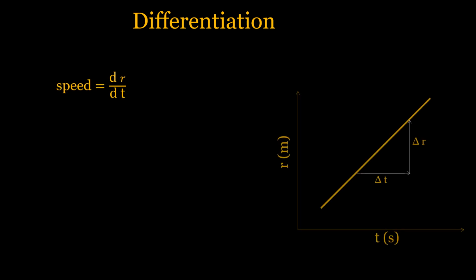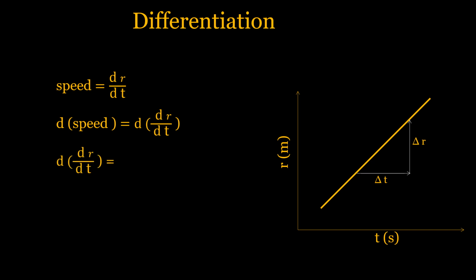For example, earlier we learned that the derivative of position with respect to time is speed. If we take second derivative of position with respect to time, that would result in a value equal to the acceleration. The second derivative would be written as d into dr over dt, or d squared r over dt squared. This second derivative is equal to acceleration.